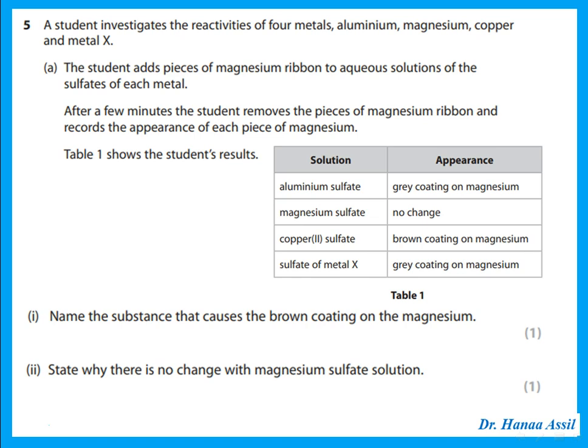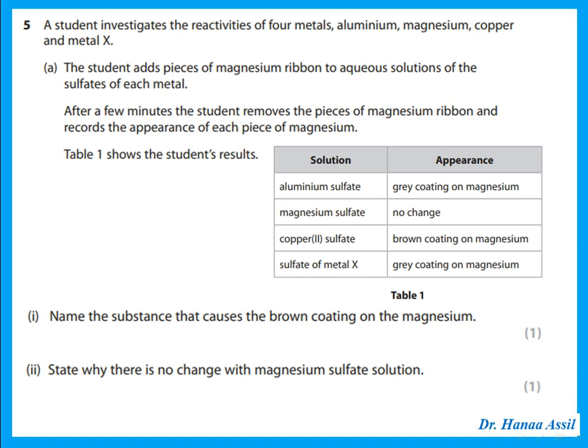Remember, if the metal displaces another metal, that means it's more reactive. So magnesium with aluminium sulfate react. That means magnesium is more reactive than aluminium. Now, magnesium with magnesium sulfate, there is no change. Of course, because the magnesium cannot displace itself. Magnesium with copper sulfate got a brown coating. That means it reacted. That means magnesium is more reactive than copper. Now, magnesium with X got a gray coating on magnesium, and that means that magnesium is also more reactive than X.